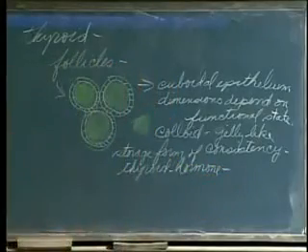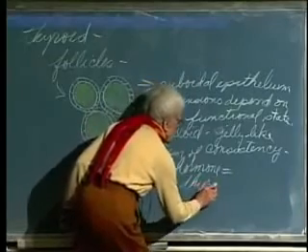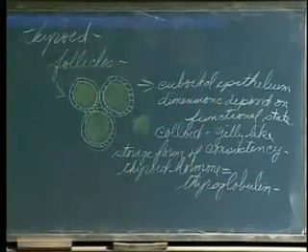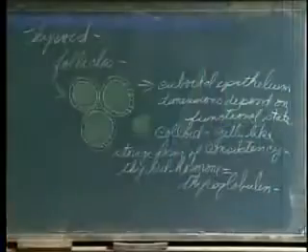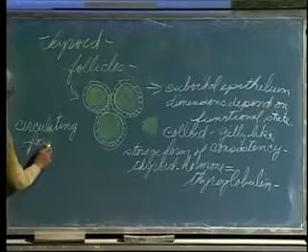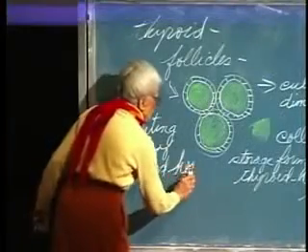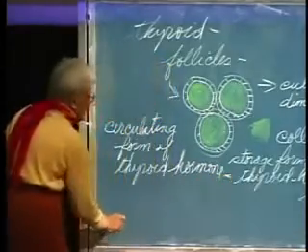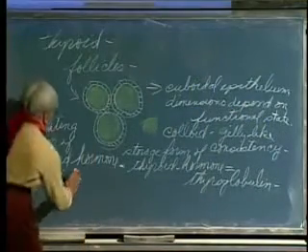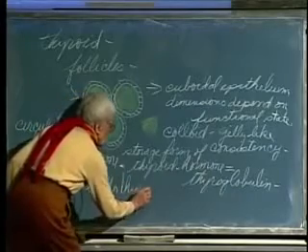What's that called? Thyroglobulin. The circulating form of the thyroid hormone equals what? T3, triiodothyronine.